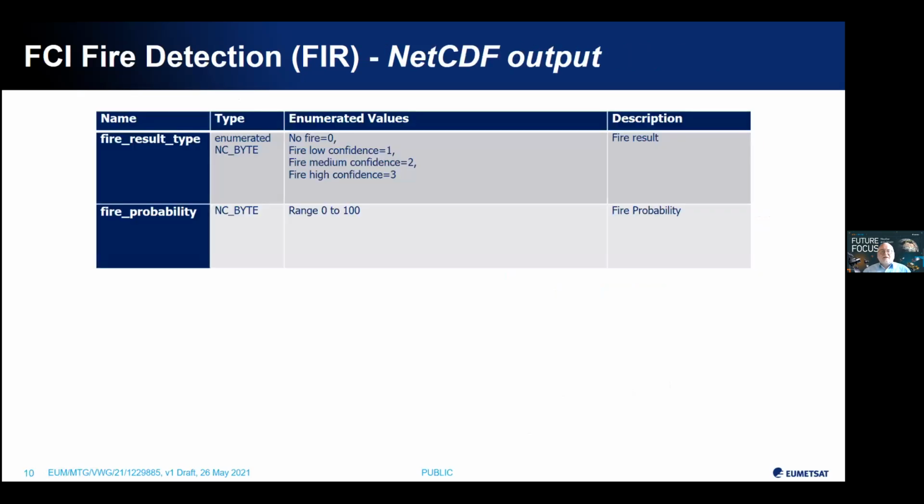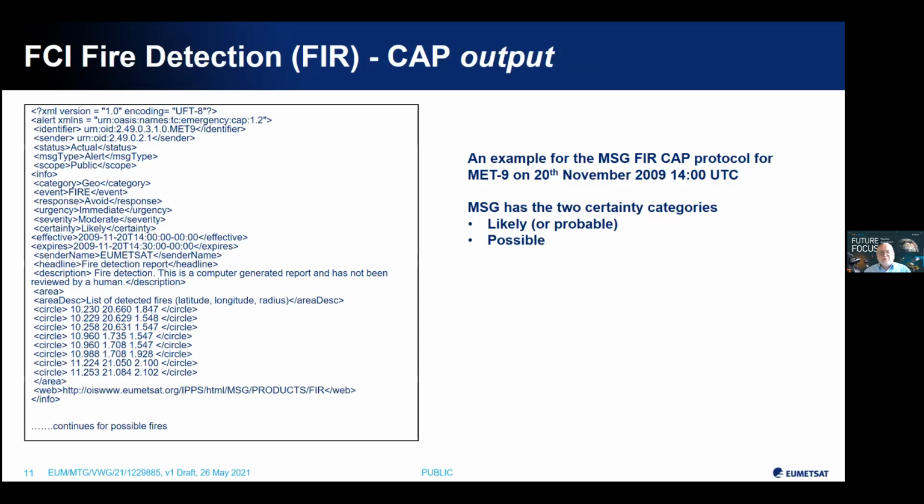So at the output, we will get a NetCDF output with the fire result type: no fire, low confidence, mid confidence, high confidence, and we get a fire probability with a range between 0 and 100, which means 0% and 100%. The CAP product looks like this. It's in a sort of ASCII file, and we get a lot of information. The main information is here: the location of the fire, latitude, longitude, and the radius of the pixel.